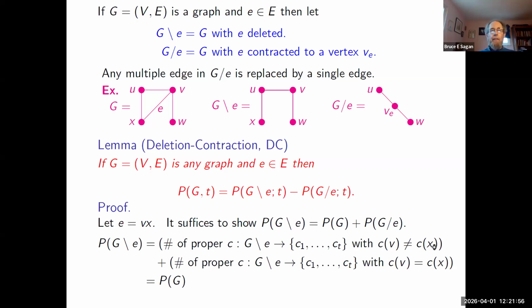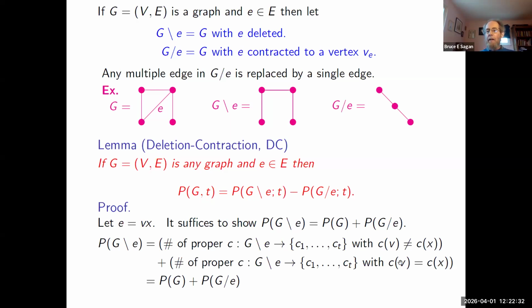To see that, let's go back to this example. Suppose I take this coloring of G with E deleted. Notice that where E was, these two vertices have different colors. Well, I can just lift it directly to G using exactly the same colors, and it's still proper. So there's a bijection between these types of colorings of G with E deleted and the colorings of G. Well, what about the colorings of G with E deleted where you use the same color on V and X? Well, I claim that you can lift those to colorings of G with E contracted.